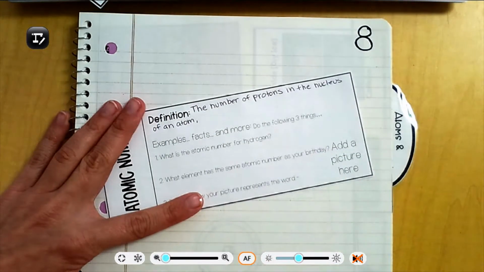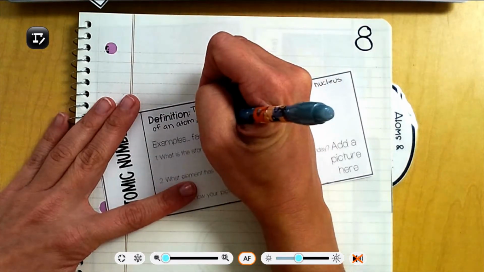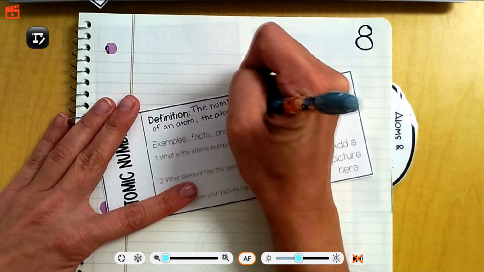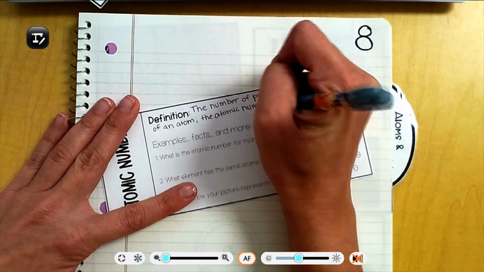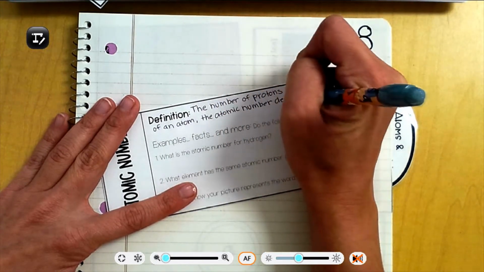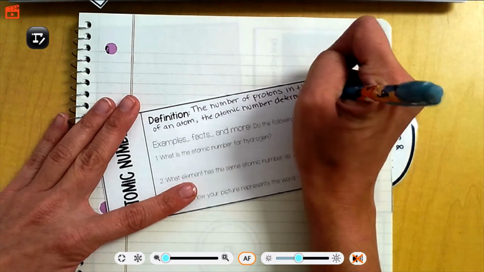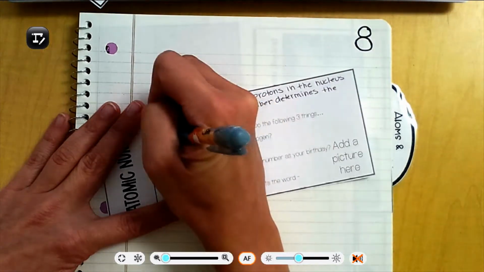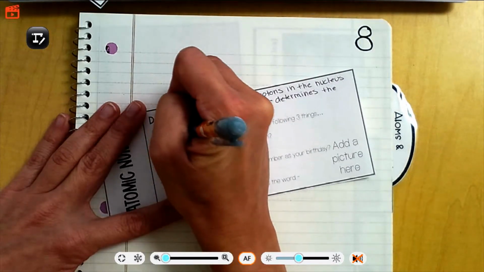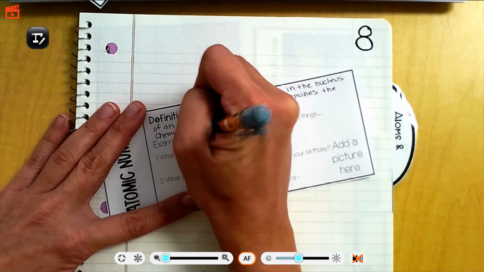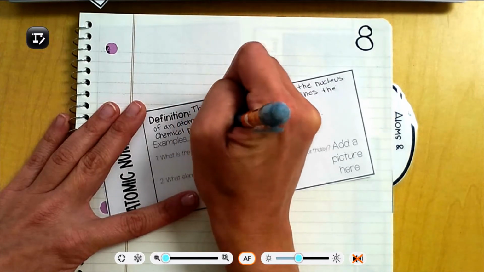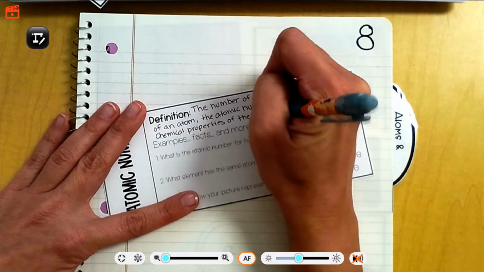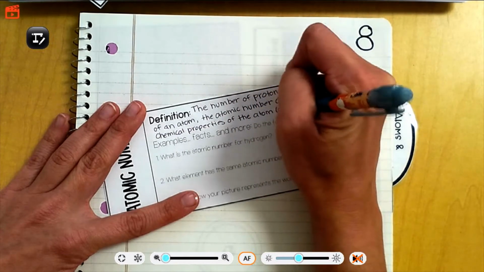So what you need to know about the atomic number is the atomic number determines, so that just means decides or tells us, the chemical properties of the atom or element.